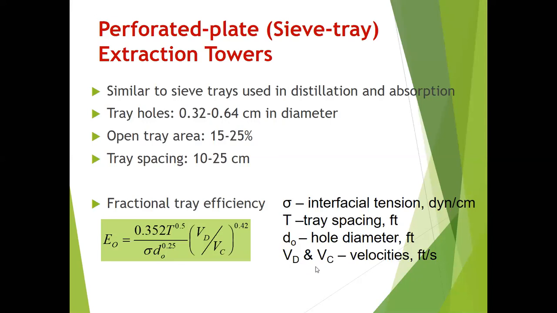That is the velocity of the dispersed and the continuous phases. As I've said, because they are in ratio form, whatever conversion happens to one would be the same conversion that happens to the other. So there's no need for conversion here. We just have to take note of the specified units for the tray spacing, for the hole diameter, and for the interfacial tension. Now, problems concerning efficiencies of sieve-tray extraction towers are very straightforward.